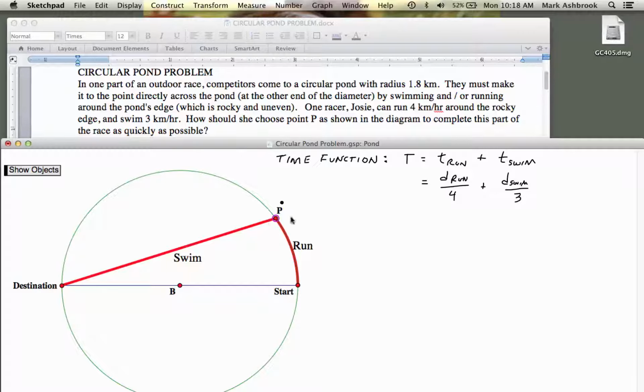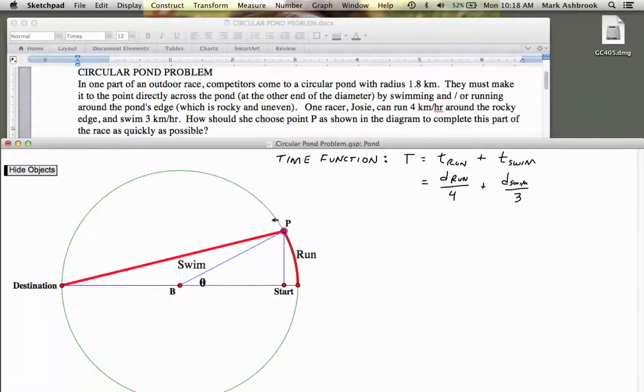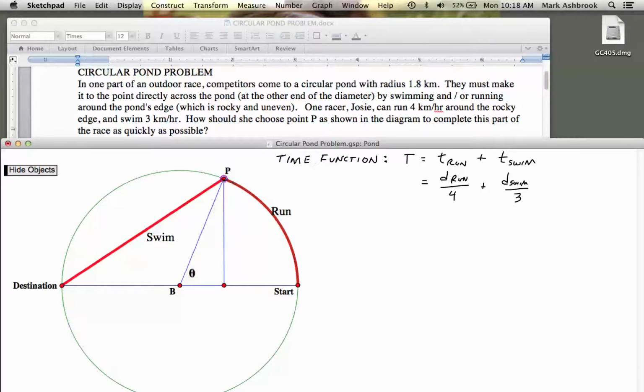So what quantity then determines this point P? We need this time function with a single input quantity, the single input quantity that would determine exactly where P is. And we saw on Friday that that would be this angle theta. So given this angle theta, that would determine a unique point P that she would run to and then swim from there.